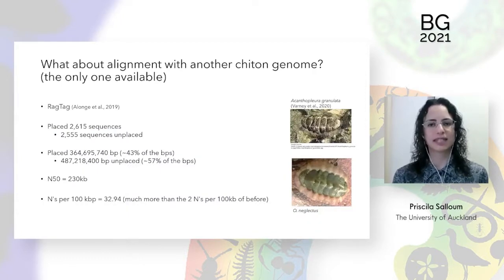As an exploratory step, I used RagTag to align the current O. neglectus assembly to the Acanthopleura granulata genome, a chiton in the same family as O. neglectus, but with a number of different life history traits. RagTag aligned 43% of the O. neglectus bases to the A. granulata genome and improved the N50 of the O. neglectus assembly to 230 kilobases. The A. granulata genome is very contiguous and of high quality, so it helps my fragmented assembly of O. neglectus, at the cost of inserting many more missing bases throughout.